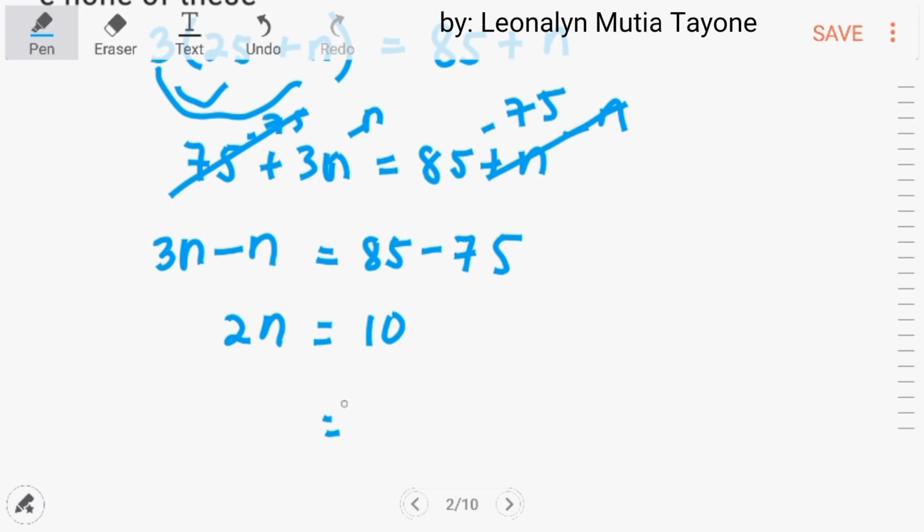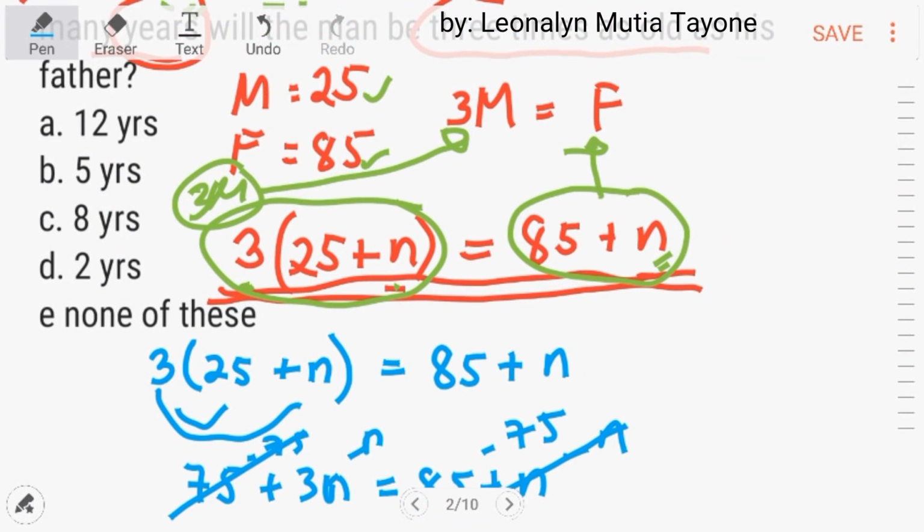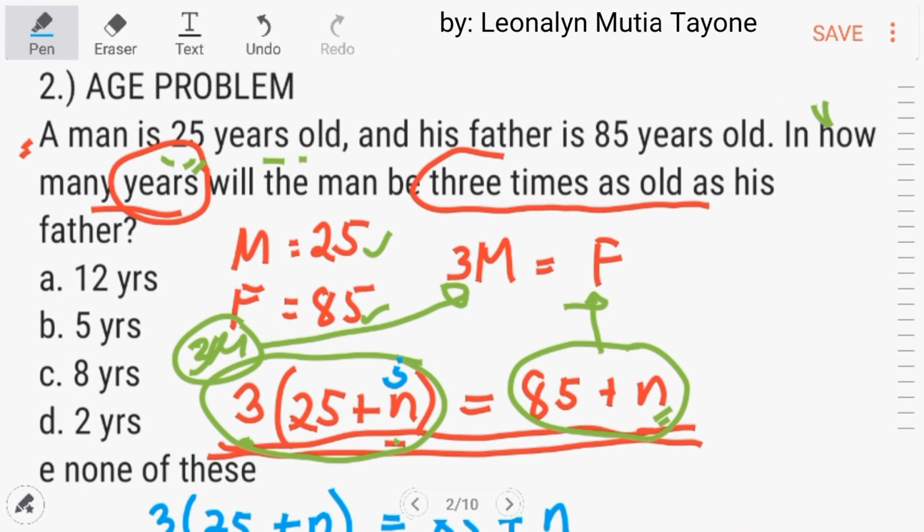So, mag-transpose ulit tayo para ma-isolate si n dito. Para makancel si 2 dito, mag-divide tayo ng 2. We will do to both sides. So, n na lang matira dyan. So, 10 divided by 2 is 5. The answer is 5 years. So, 5 ang answer dito.